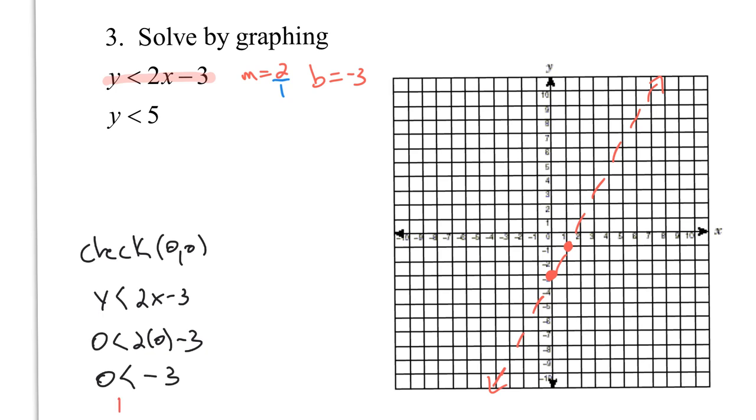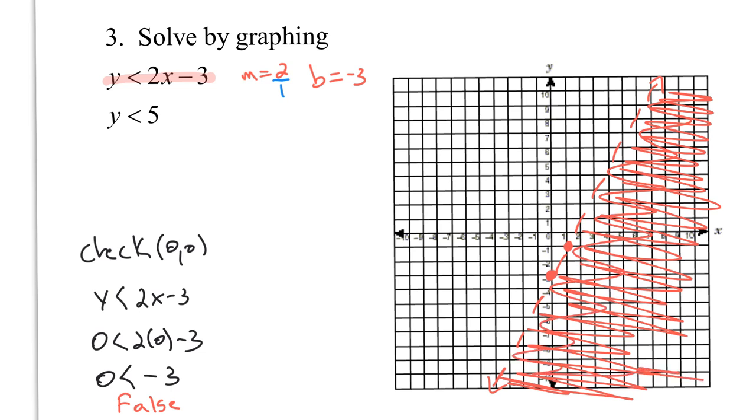And that is false. So when it's false, you shade away from the origin. So one more time, the origin is right here, is false. So you are going to shade this side of the graph. The next step, you guys will graph the second inequality. So let's go ahead and review.